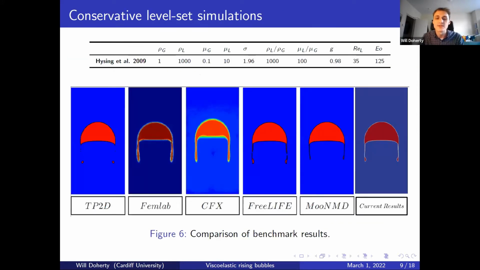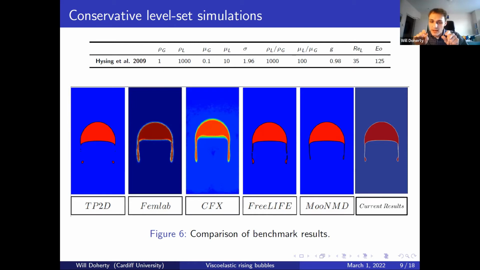But I just wanted to take a second to show you some benchmark data from some quite popular publications. The ones that are quite important here are obviously the TP2D, FreeLIFE, and populations, which are kind of like the standard benchmarks in the field, and then mine are in the current results table. And they're chosen because they all show different types of cusp shapes.